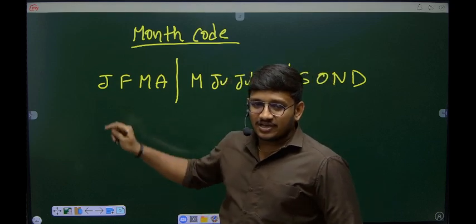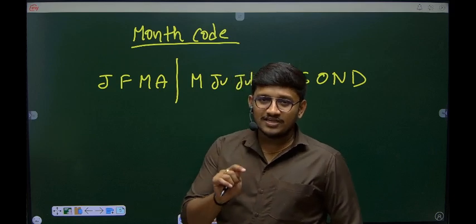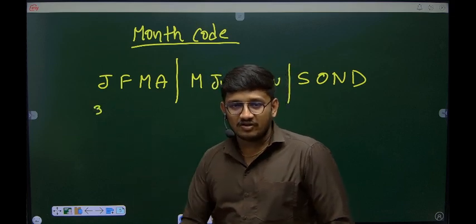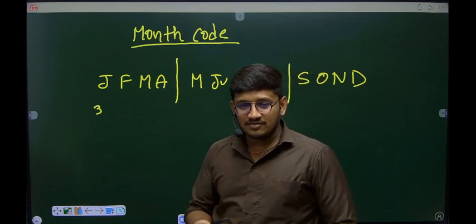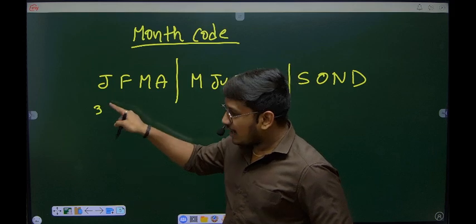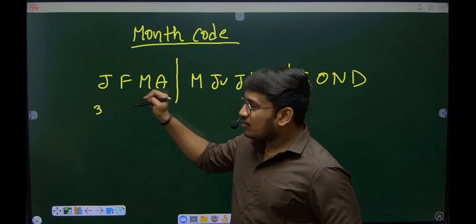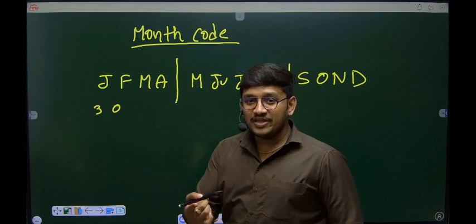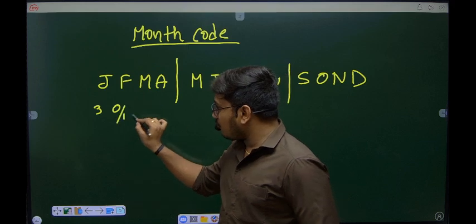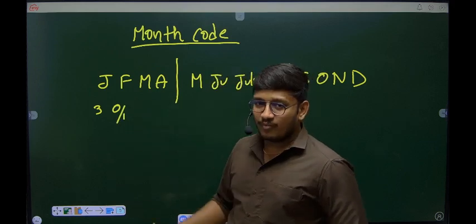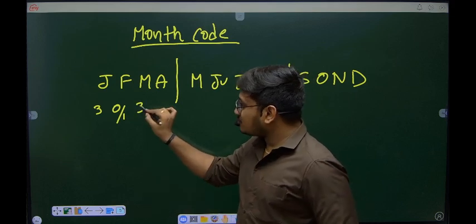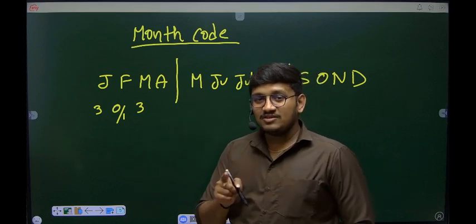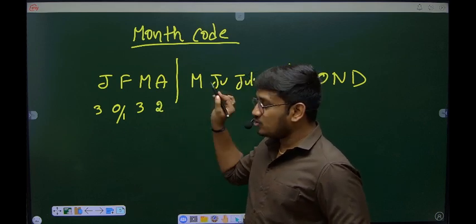Let's consider January. How many days are there in January? We all know it is 31 days, right? For 31 days, how many odd days do we have? We have 3 odd days. 31 divided by 7 leaves remainder 3. So we have 3 odd days in January. For February, we have 28 days, means 0 odd days, or if it is a leap year, 29 days, means 1 odd day. In March, we have 3 odd days because March has 31 days. April has only 30 days, which means 2 odd days.